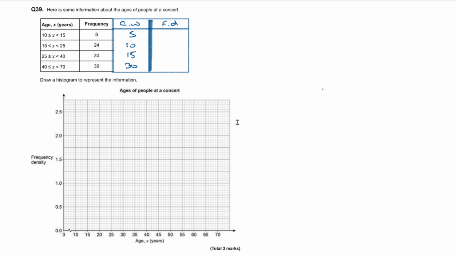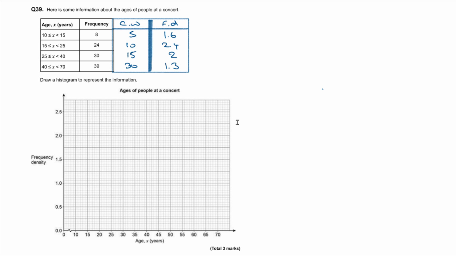Frequency density then, 8 divided by 5, double it, divided by 10 is 1.6. 24 divided by 10, that's 2.4. 30 divided by 15, well I know that, it's just 2. And then 39 divided by 30, well 39 divided by 3 would be 13, and then divided by 10 it'd be 1.3. Okay, so I've got all my frequency densities.